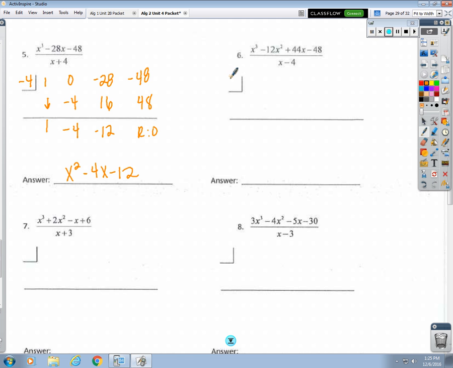Alright, number 6. What number goes in the box? 4. Positive 4. What numbers come down? Okay, it did not skip a term, so we didn't have to worry about filling a spot with a 0. The 1 comes down, multiplies by the 4. Negative 12 plus 4 is negative 8. It then multiplies by the 4 to make a negative 32. That becomes a 12, which multiplies by 4 to make a positive 48, and that gives you a remainder of 0. So what is your answer?